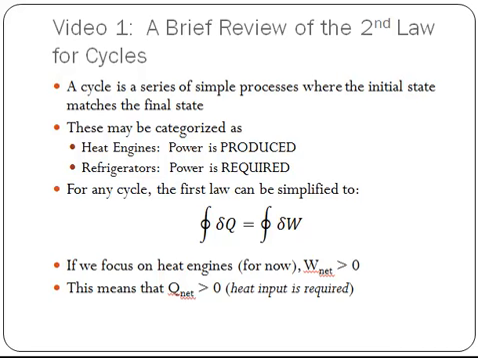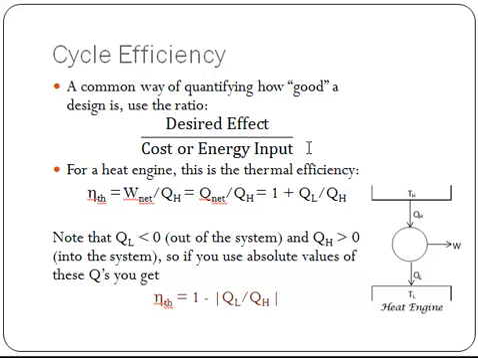I can start doing things like defining cycle efficiencies. Now, a cycle efficiency is just a way of quantifying how good a design is. And one way we do this is using a ratio of whatever our desired effect is divided by the cost or energy input. Okay? For a heat engine, my goal is power. That's why I build power plants, right? Is to build power so I can turn it into electricity, so I can sell it, and I can power the lights in our rooms. All right, so that's my desired effect, power.